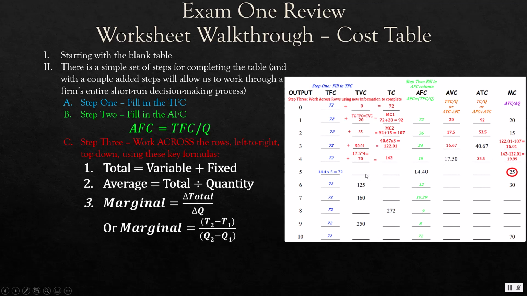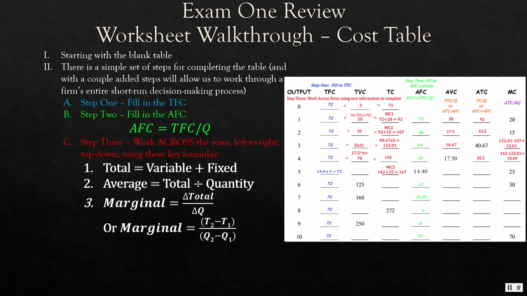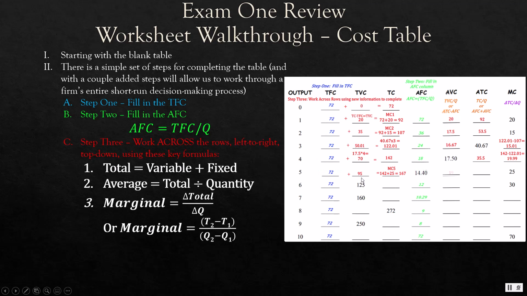Next, I'm given a new piece of information of $25 of marginal cost added by the 5th unit. That 142 plus the $25 is going to give me a 167 total cost with 5 units total. 167 minus 72 leaves me with a 95 total variable cost. Divide that by the 5 units and I get 19 average variable cost. Divide the 167 total cost by 5 units and I get 33.4 average total cost.